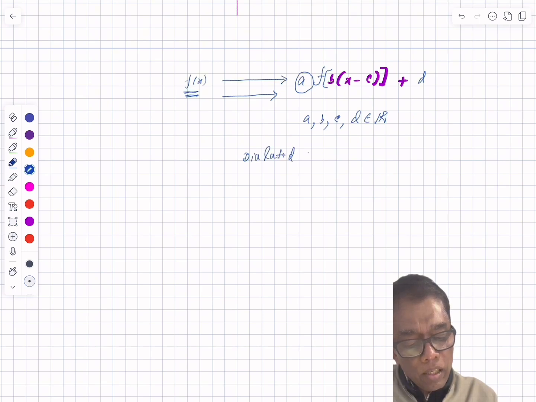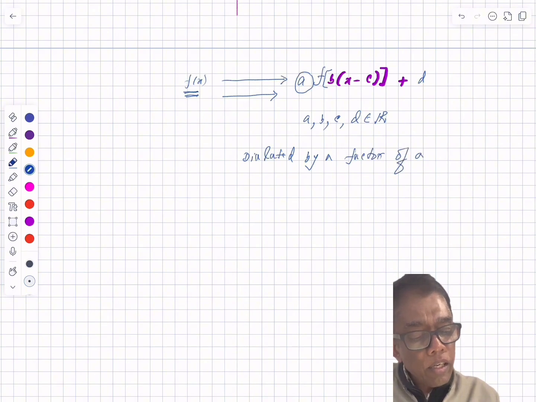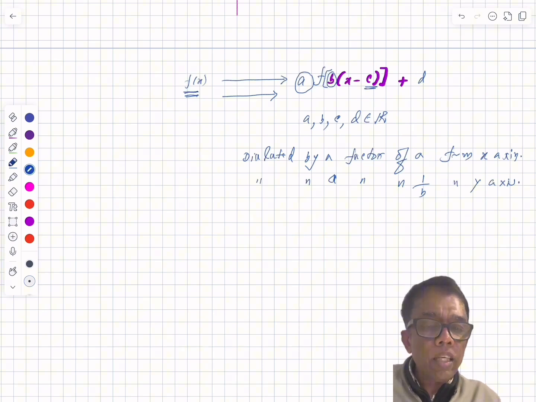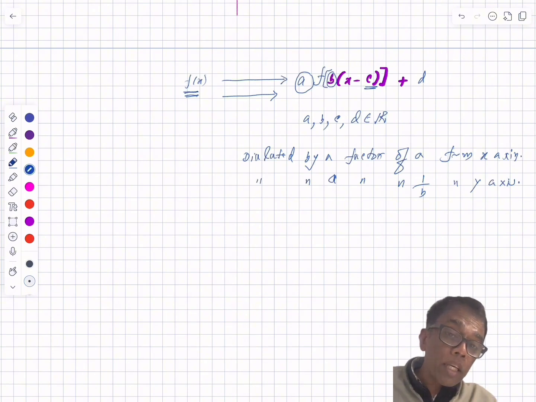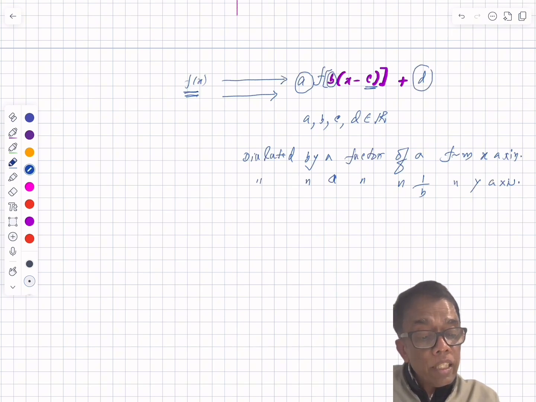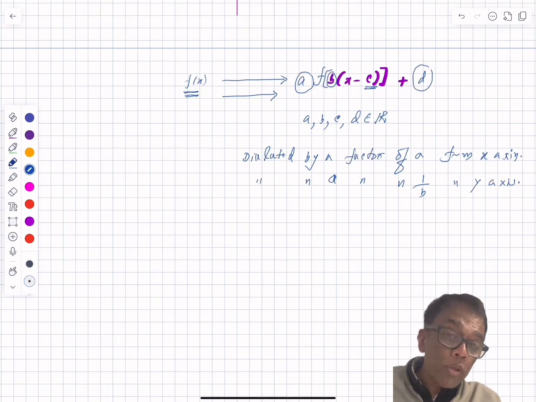from the x-axis. What is this b? b represents dilated by a factor of 1 over b from the y-axis. What is this c? c is the translation. Translated by c units to the positive direction of the x or c units to the negative direction of the x. And d represents translated by d units to the positive direction of the y or negative direction of the y.